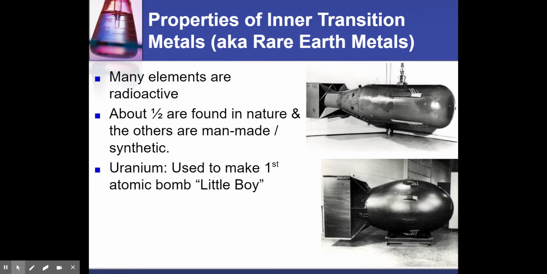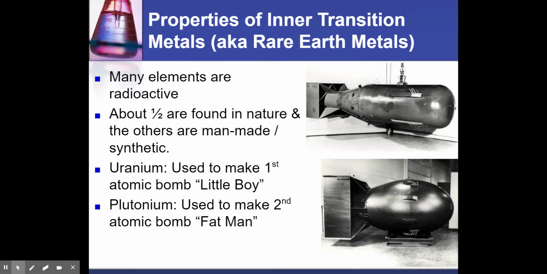Uranium, which is one of these elements, was used to make the first atomic bomb, which was called Little Boy. Okay, and so that's the top picture there. And plutonium, which is also a rare earth element here, is what was used to make the second atomic bomb, which was called Fat Man. And so that's the lower picture. You may not be able to really tell the size of those, but they are gigantic bombs. They are way bigger than you.